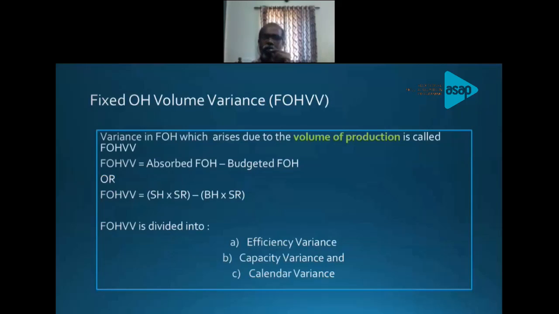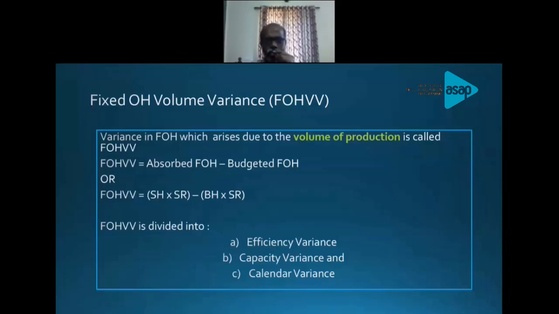Then fixed overhead volume variance. This arises due to the difference in the volume of production. So fixed overhead volume variance is equal to absorbed fixed overhead minus budgeted fixed overhead. We might have a budgeted fixed overhead. The absorbed fixed overhead may be something different from that of the budgeted overhead. The difference is considered as fixed overhead volume variance.